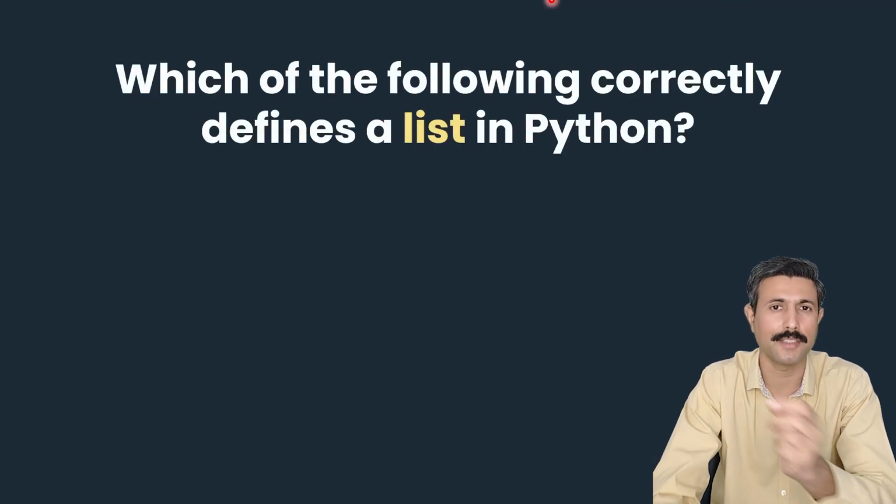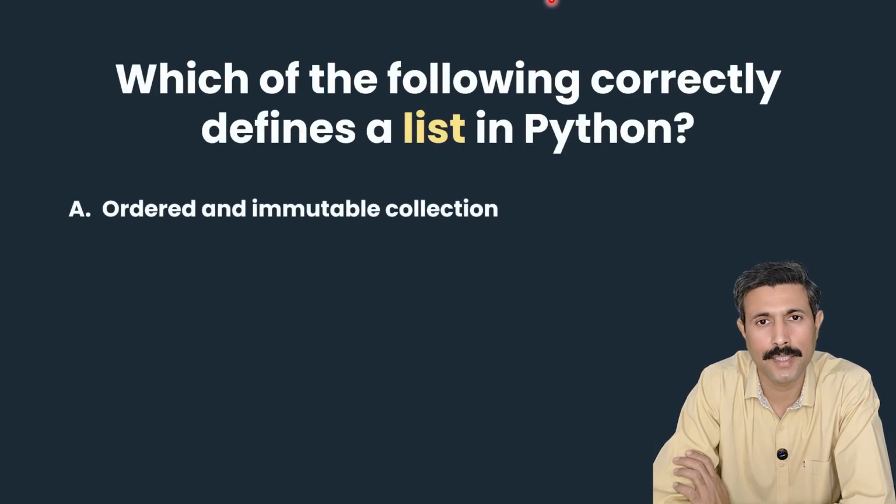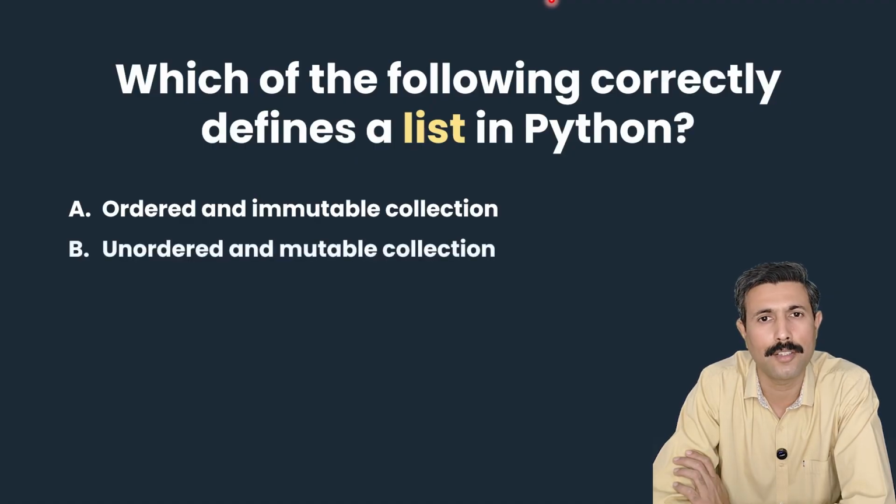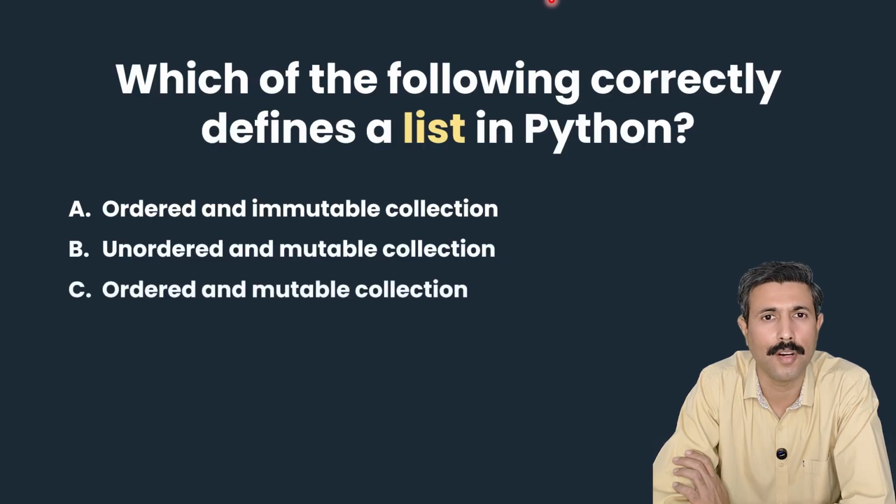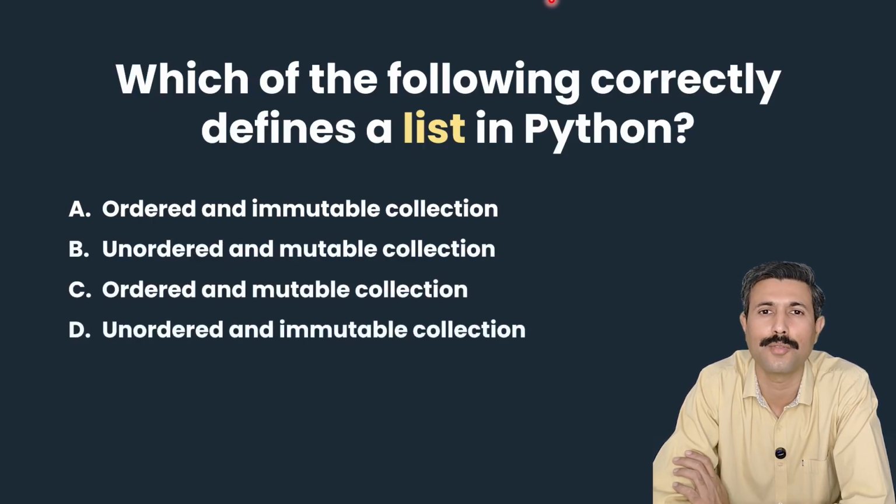Your options are: A. Ordered and immutable collection, B. Unordered and mutable collection, C. Ordered and mutable collection, and D. Uncontrolled and immutable collection. So here you have four options.